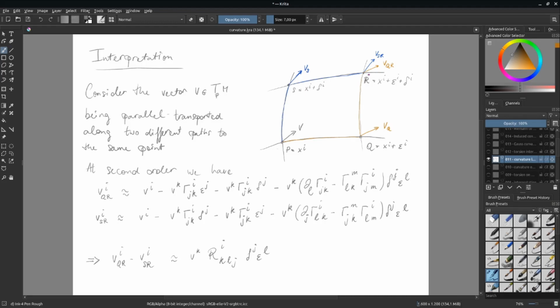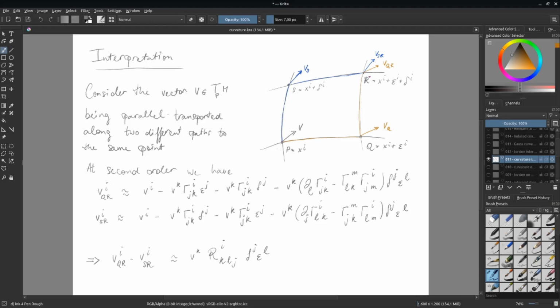I could also go the opposite way. I could first go in direction delta^i to get V_S at point S, and then go in direction epsilon^i to get V_SR. The point is that you might expect these should be the same, but they cannot be the same. If they're not, that's because you have curvature in your space. Curvature essentially means that the process of parallel transport is path dependent. You do not get the same thing depending on the path you follow.